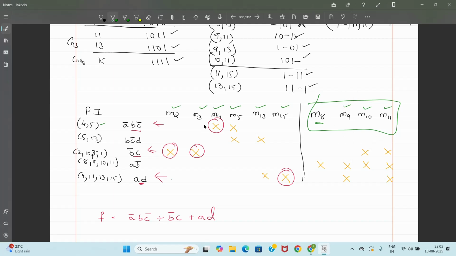Just make sure that whatever terms you have chosen for your final answer are covering all the minterms given in the question. If yes, then this will be your answer. Here M8 is not covered. You don't try to cover it using anything else, you just forget about it. But the minterms that are given in the question should be covered. If not, there is something else you have to do, which I will explain in the last part in the special case. I hope this is clear now.